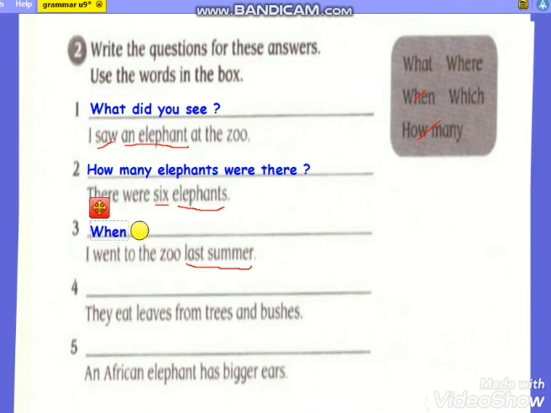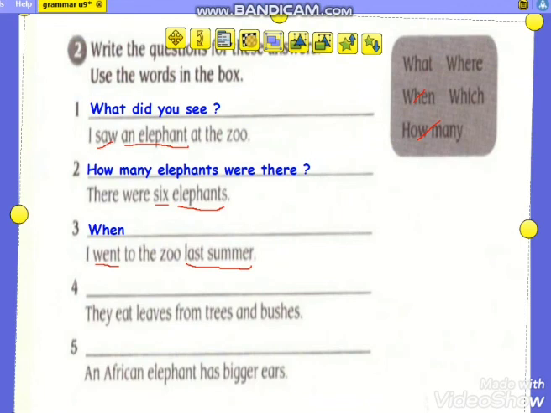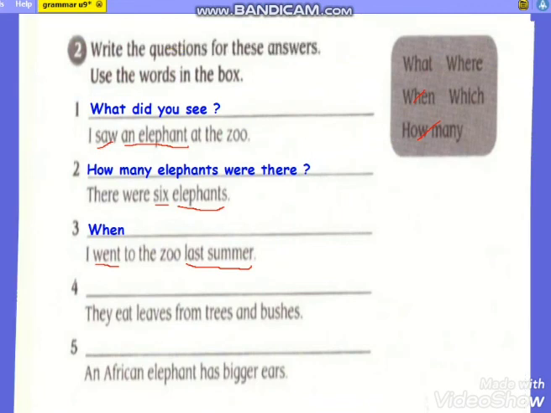And if you look here, you can find the verb, which is went. Do we have a helping verb here? We don't have. So the verb is went. So what should you add after when? Excellent. We have to add did. Where, when, did.